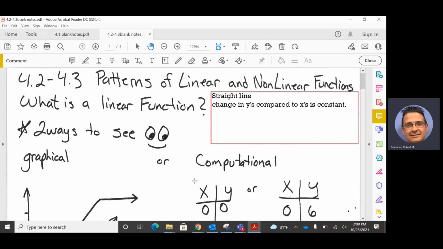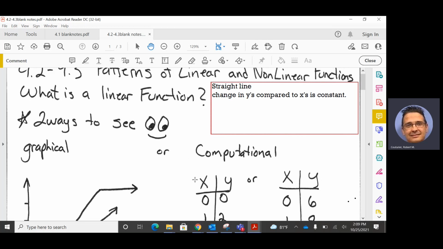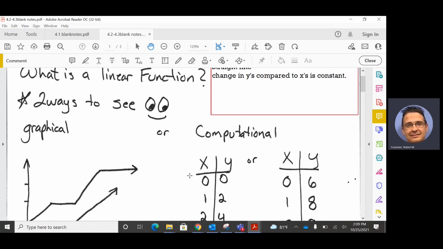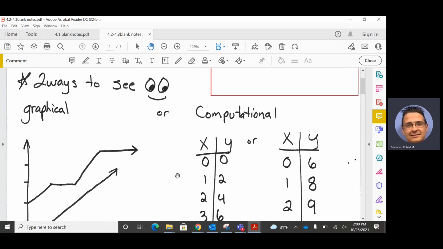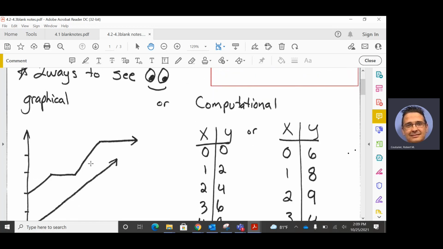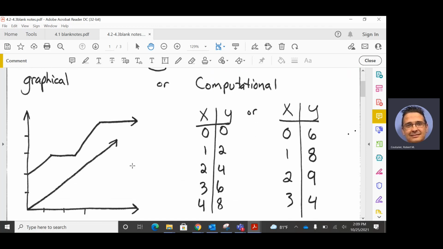And then when we look at it in a table of values, you'll start to see what's happening to the x's, what's happening to the y's, and when we compare them, it's a constant change. We can notice that as we see how these numbers increase and decrease. Two ways that we can see these are graphically and computationally. Graphically, as you see right here, we have two functions. This one here is clearly a line. It is constantly changing. It's a nice straight line, as best as it can be when hand drawn.